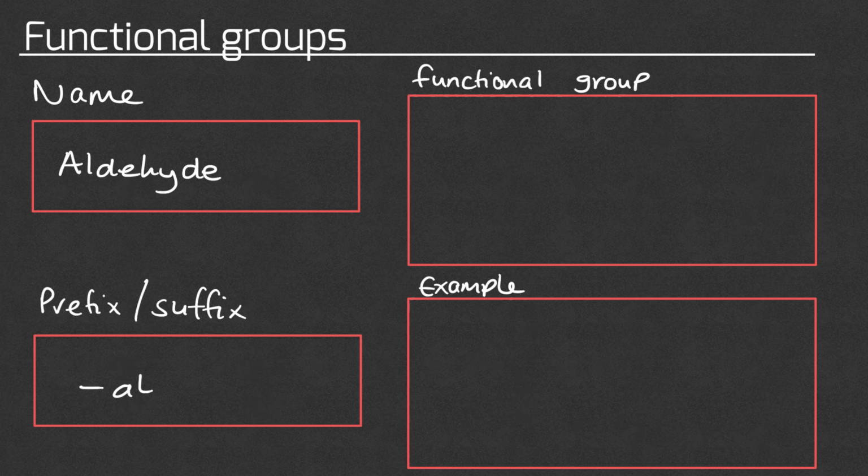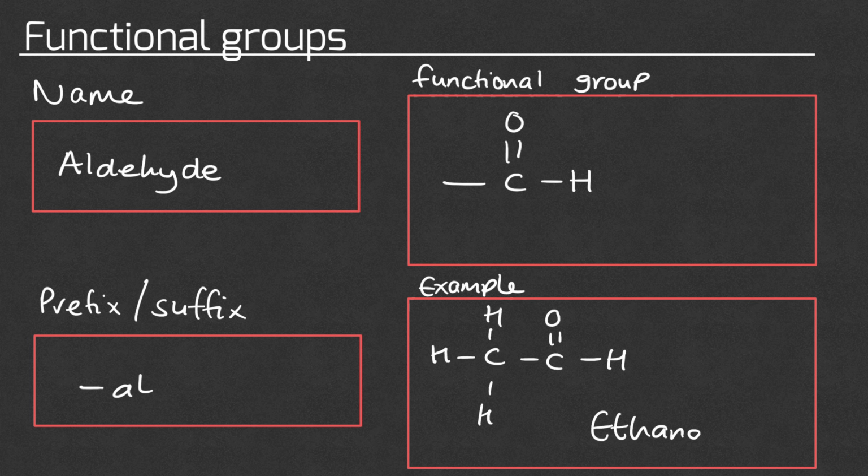The suffix -al, and the functional group is a carbon double bonded to an oxygen with a hydrogen also attached. This means it has to come at the start or the end of a molecule because there's only one other direction the chain can go in, and that is from the carbon to the rest of the chain. Therefore, it has to be at the start or the end. So for example, this would be ethanal.